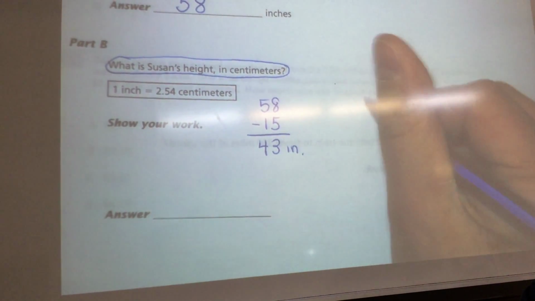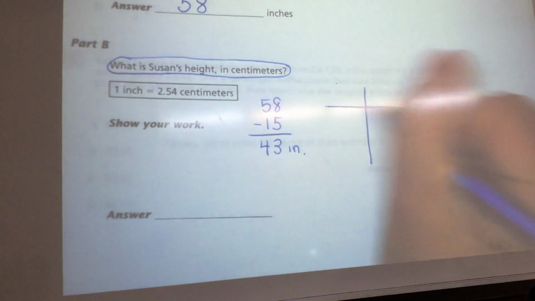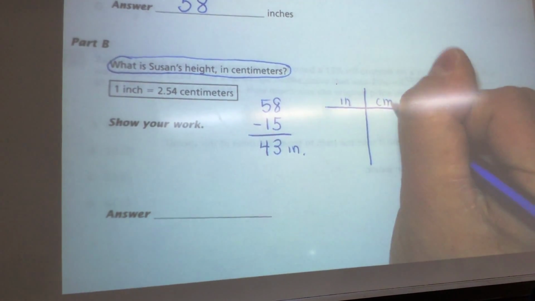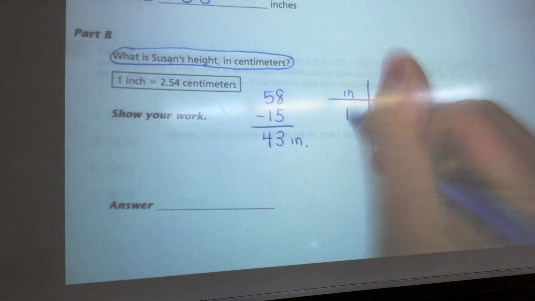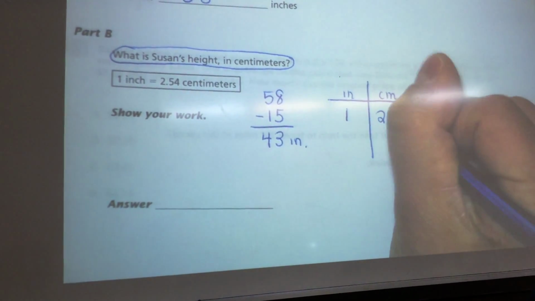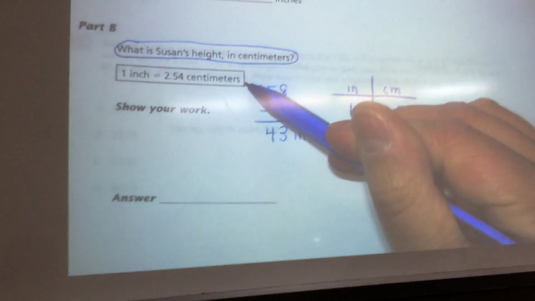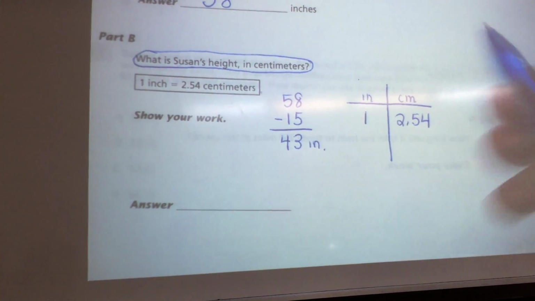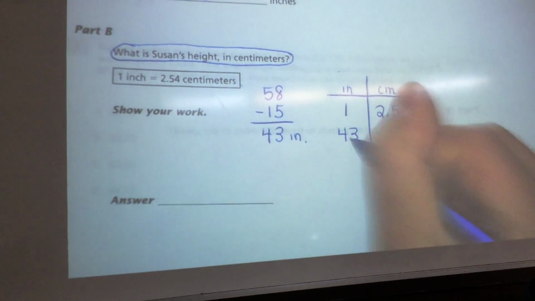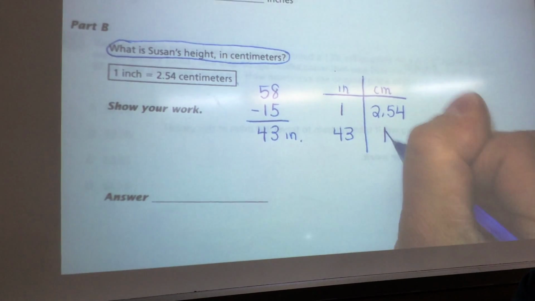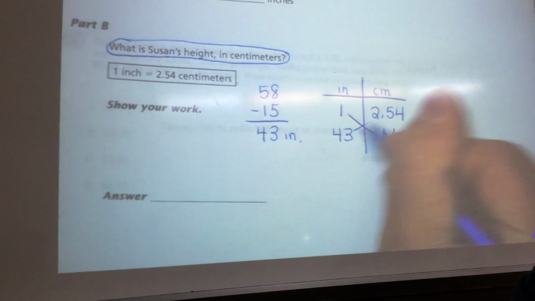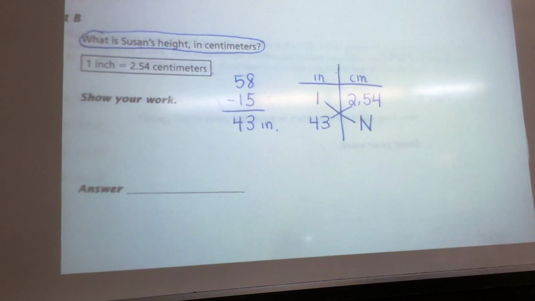So now we need to make our ratio table that looks like this. We got inches and centimeters. We got 1 inch is 2.54 centimeters. That's what it said there. That's also on your reference sheet, by the way. Then you have 43 inches right there. And then this is another very simple cross multiplication.